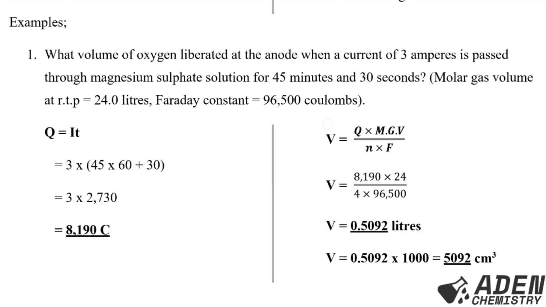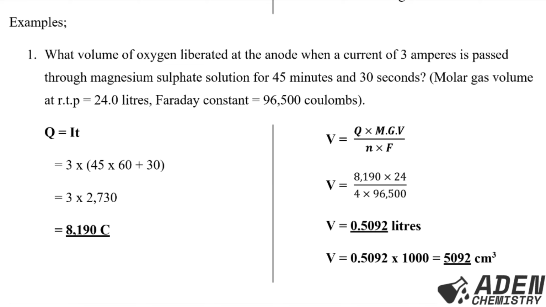So V, the volume of oxygen liberated, will be equal to Q, which we have gotten as 8190, multiplied by molar gas volume. The molar gas volume is given in the bracket. That's 24.0 liters divided by N. N here is the number of Faradays. So how are we going to know?